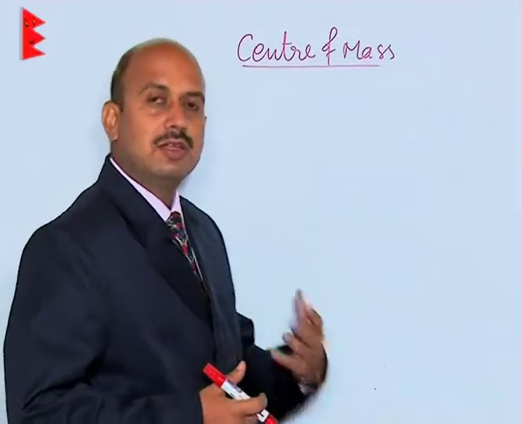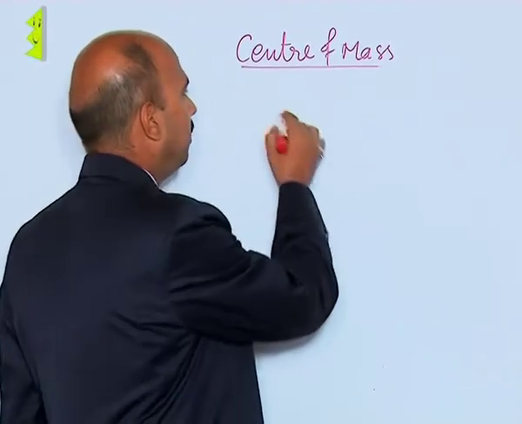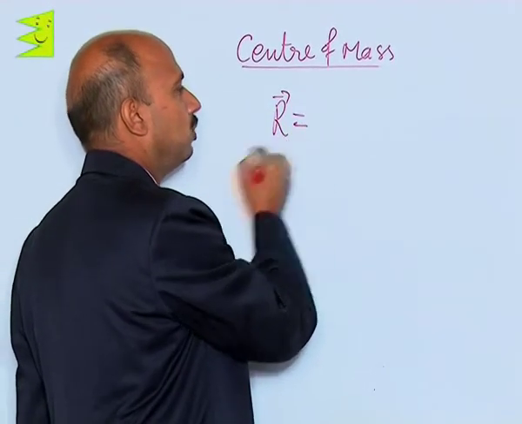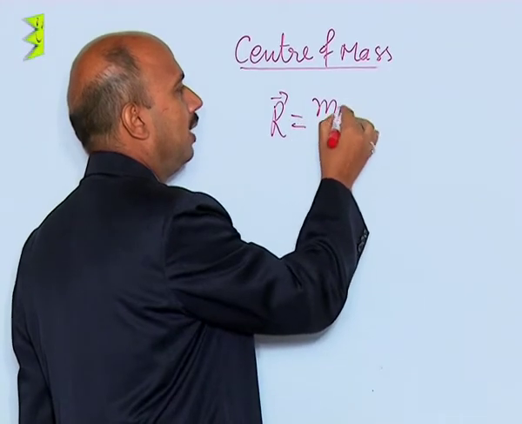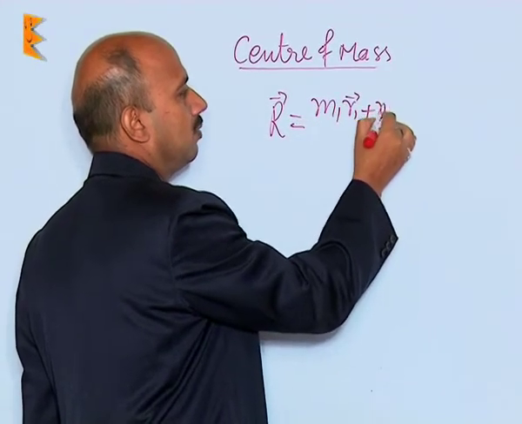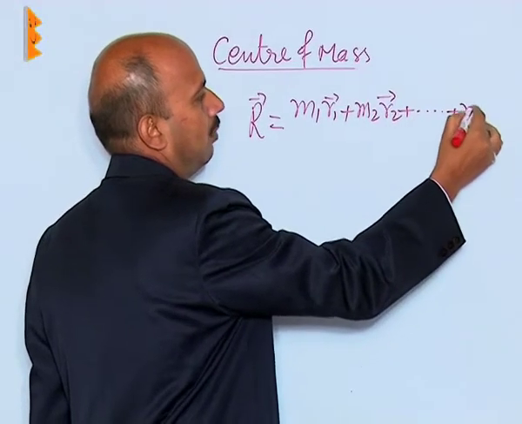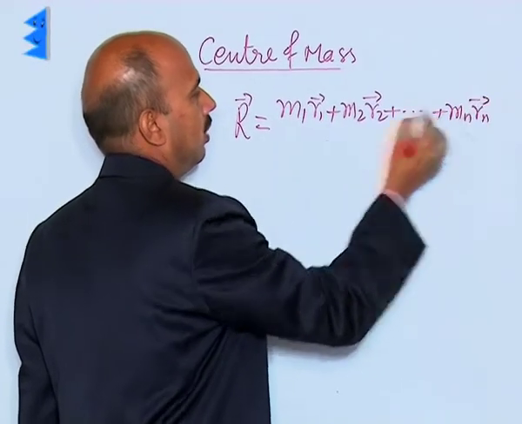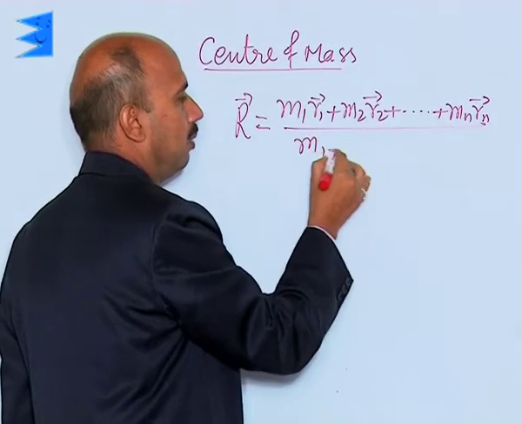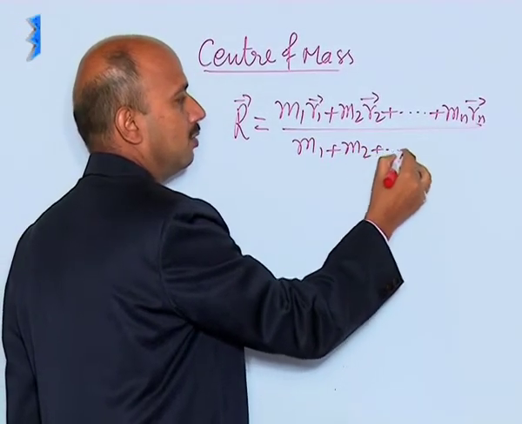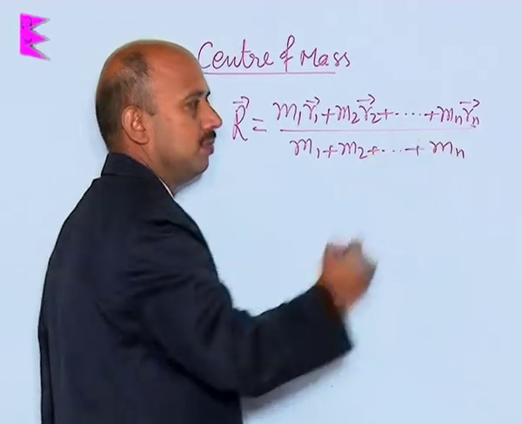So, now we have done the center of mass and the position of the center of mass. Suppose you are writing the expression for the position of the center of mass, we can write M1 R1 plus M2 R2 plus up to Mn Rn divided by M1 plus M2 plus up to Mn.